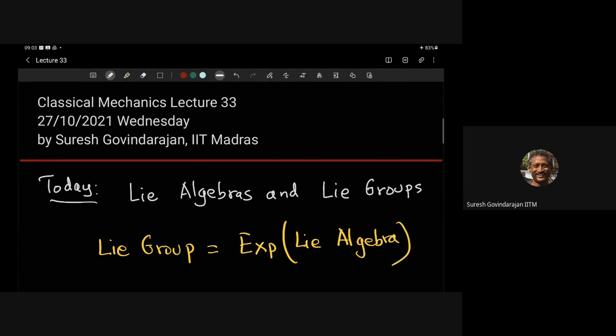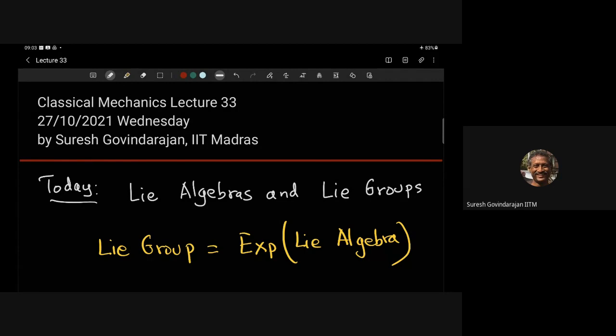So I need this material, but this is also standalone. It's a very important thing. It plays important roles in quantum mechanics as well. Okay, so the idea is something very simple. It says Lie group is exponential of Lie algebra. So these two lectures will be trying to understand the ideas which lead to this, which will explain this formula.